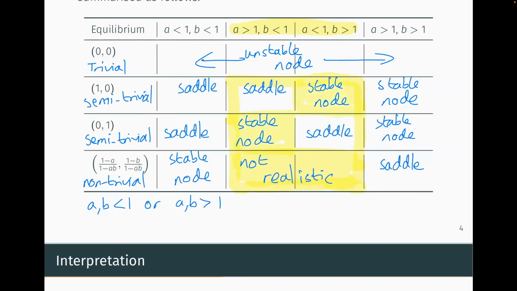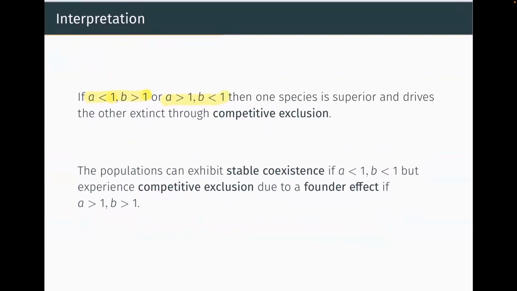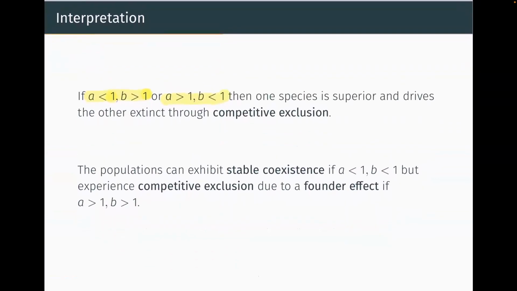So what this is telling us then, because we can't have both species competing, is that if A is less than 1 and B is greater than 1 or vice versa, then we have competitive exclusion. So in other words, one species is out-competing the other and driving the other one extinct.